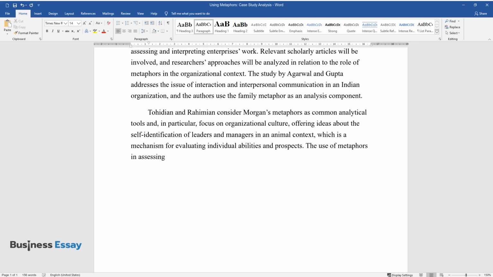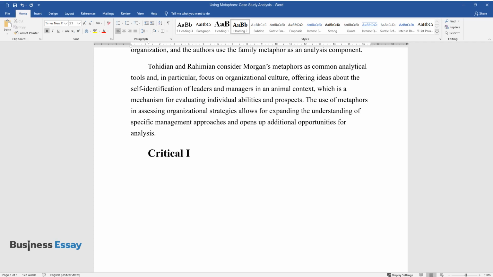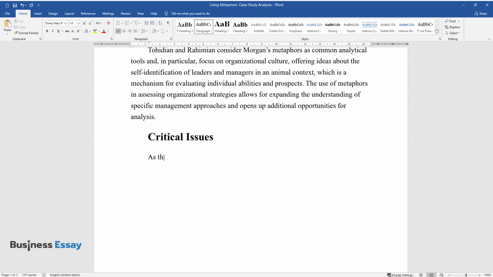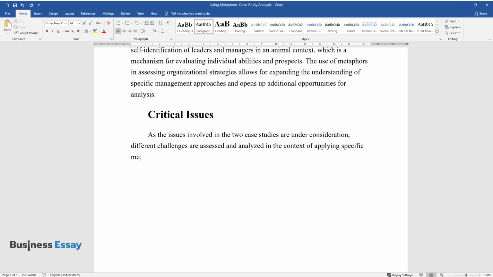The use of metaphors in assessing organizational strategies allows for expanding the understanding of specific management approaches and opens up additional opportunities for analysis. Critical issues. As the issues involved in the two case studies are under consideration, different challenges are assessed and analyzed in the context of applying specific metaphors.